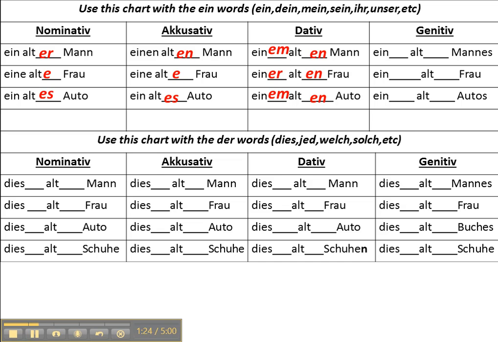And then we have the genitive, which in German is used to show possession. So eines alten Mannes, einer alten Frau, oder eines alten Autos. Okay, so for the der words, the dies, which means this, jed, welch, and solch. For these words, you're going to use this chart. And basically, here are the changes in the nominative or the endings.